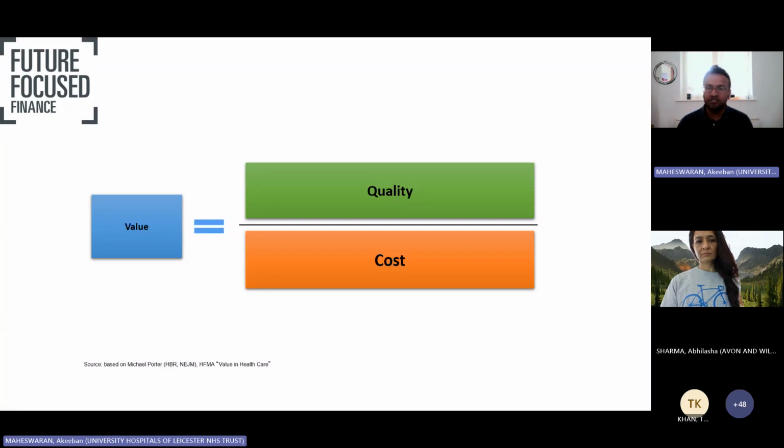If you look at a lot of finance papers, some of the older papers that looked at value, they would use outcome over cost. Now we've shifted to look at quality, because it is a more accurate representation of the components that we need to look at.